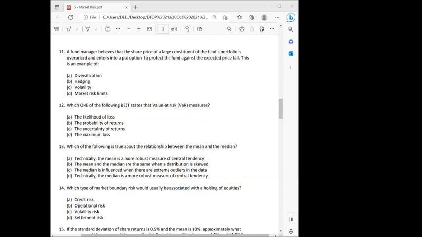What does it say? According to this, the fund manager believes that the price of a share is overpriced. When the price of a share is overpriced, what can happen? There is a possibility for the price to fall in the near future when the prices get adjusted to the intrinsic value.